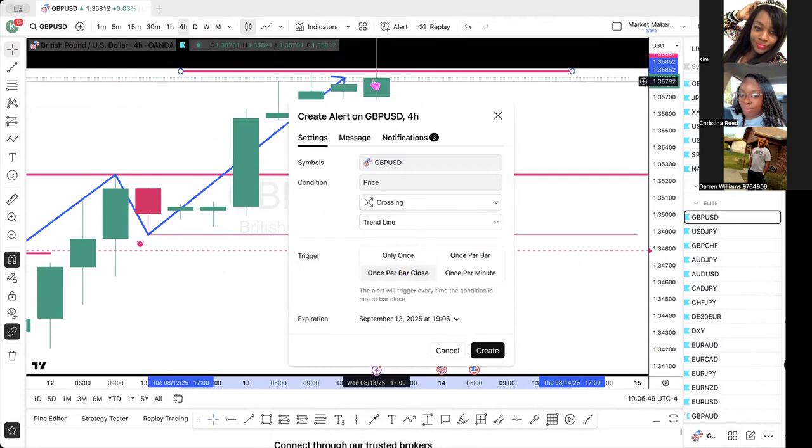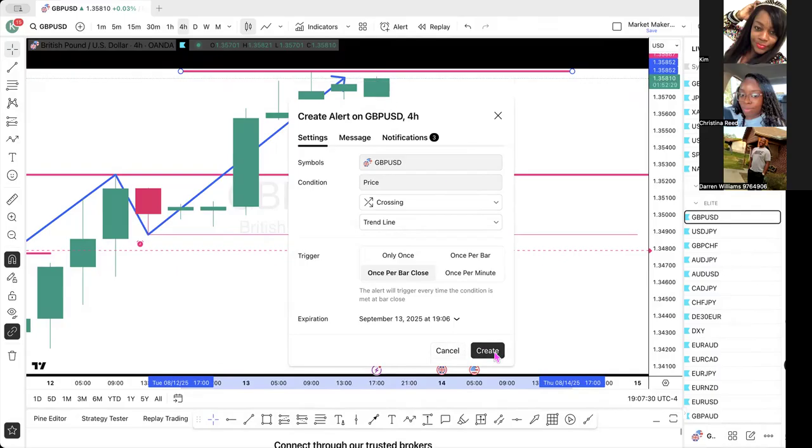If price comes and sweeps this high and then closes below, either way, if a 4 hour candle hits this alert or this trend line, whether it closes above or below, it's going to alert me. Once the candle closes, it's going to alert me. That's when I get on the chart. I'm telling you, don't sit on the chart all day. It'll drive you crazy.